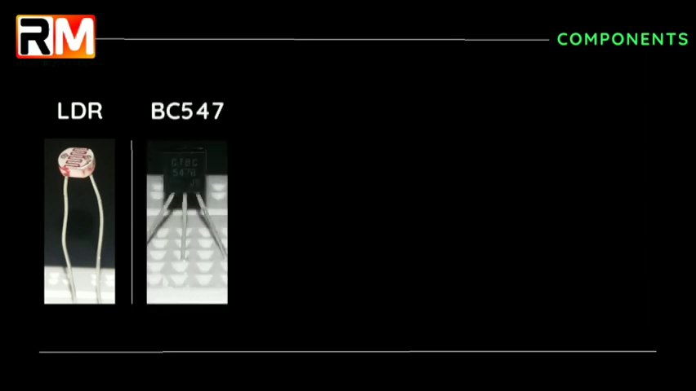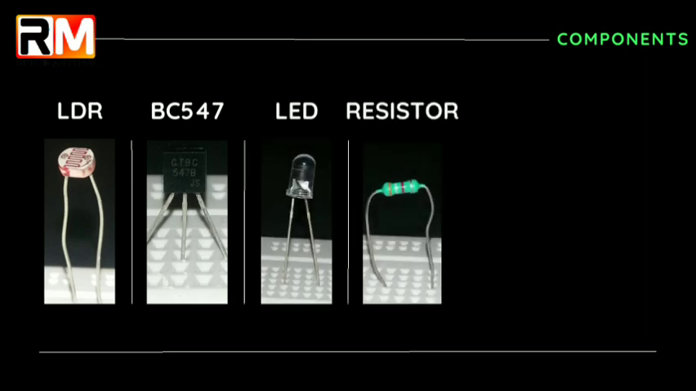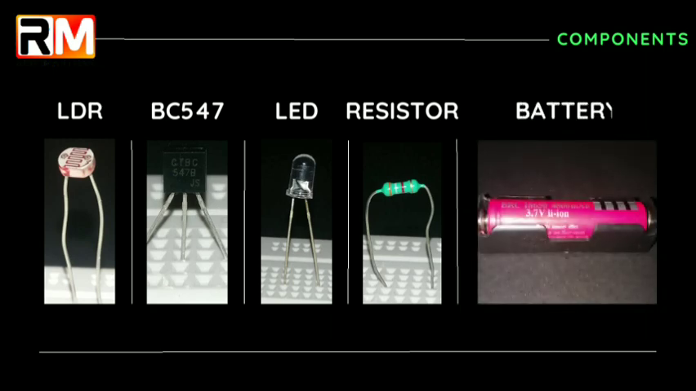Next, we have the BC547 transistor. This versatile NPN transistor will act as a switch to control the flow of current to the bulb. We also have the bulb, which represents our light source, and the resistor, which will limit the current flowing through the circuit. Finally, the 3.7V battery will power our entire setup.